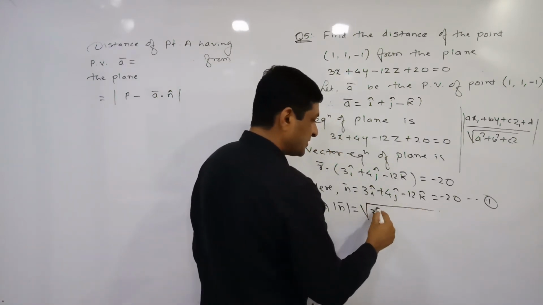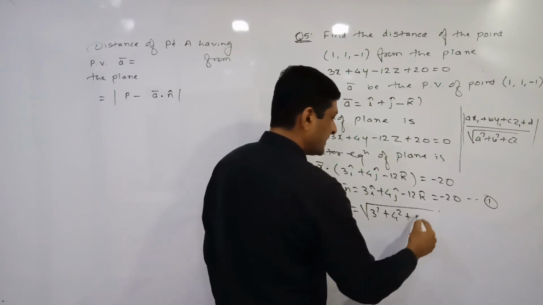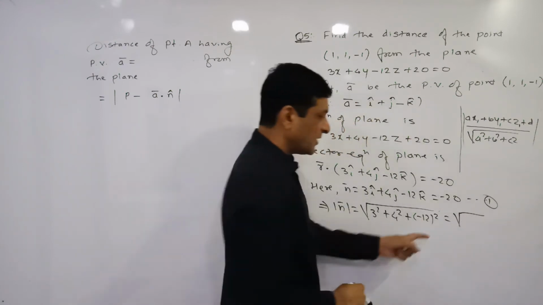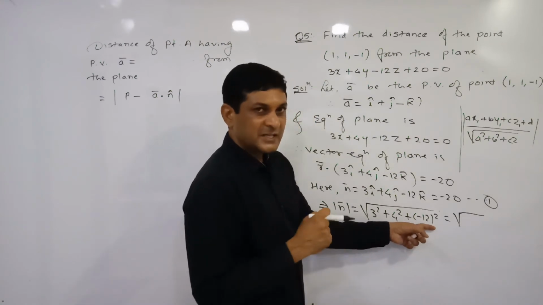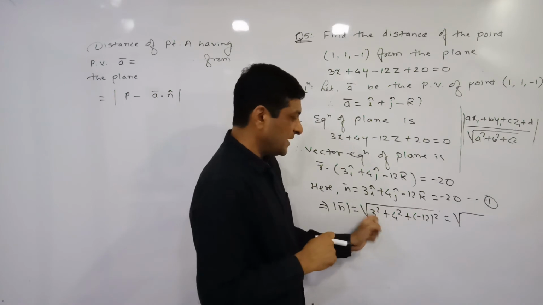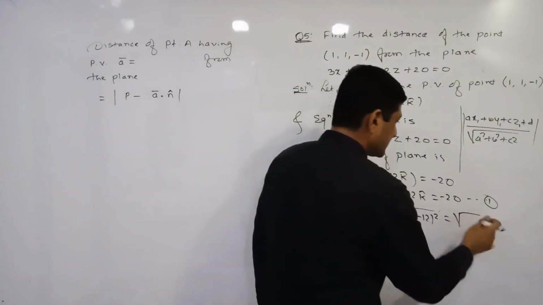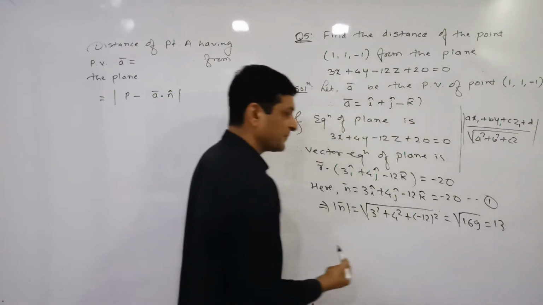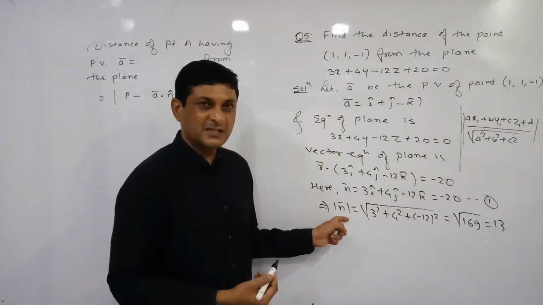So here we will get the square root of 3 square plus 4 square plus minus 12 square. What is the square of 12? It is 144 plus 16 plus 9 will be equal to what? 169, and the square root of 169 will be equal to 13. So the magnitude of n bar is also known to us.